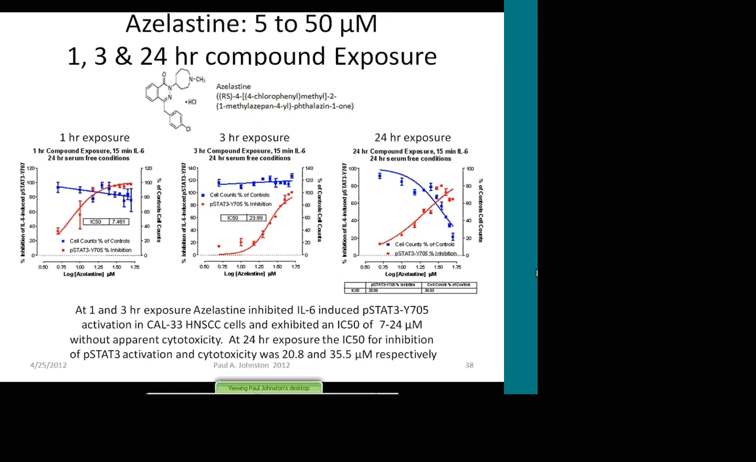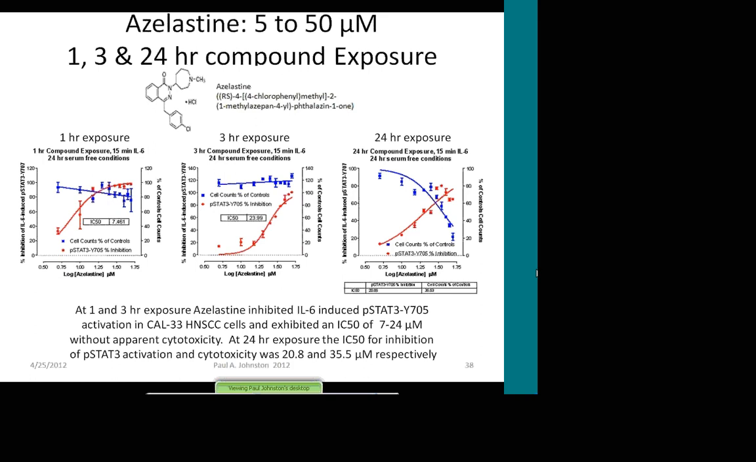And you can see that at 1 and 3 hours of compound exposure, you see good inhibition with minimal effects on cell numbers, whereas at 24 hours exposure, you're seeing a significant inhibition or reduction in cell numbers.